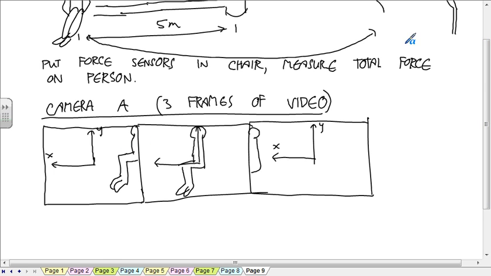And based on these measurements, you could measure the velocity, which is equal to the position. So if this is frame 1, frame 2, frame 3, the velocity you could think of as the position at frame 3 minus the position at frame 1 divided by 2 times whatever the time is between frames, right?